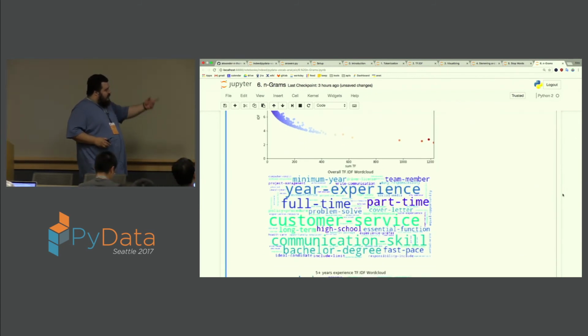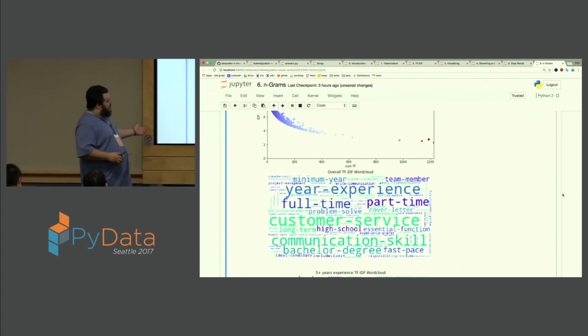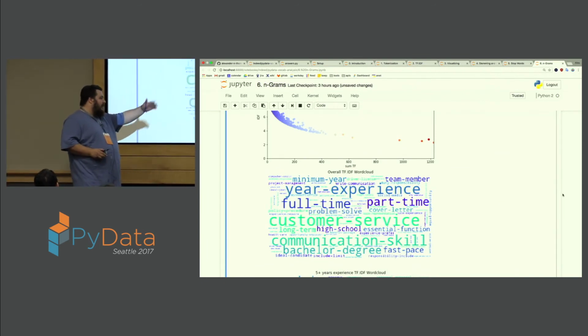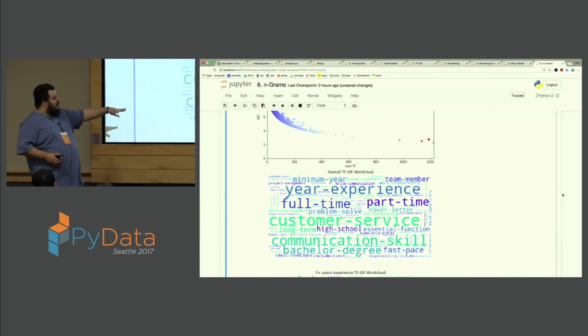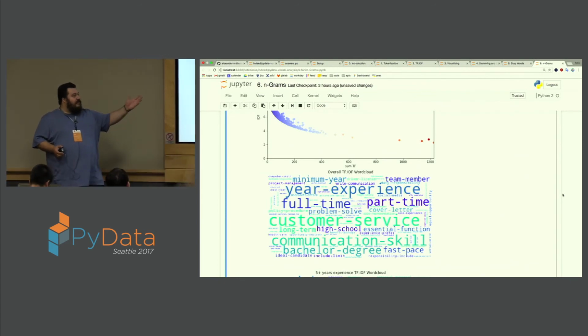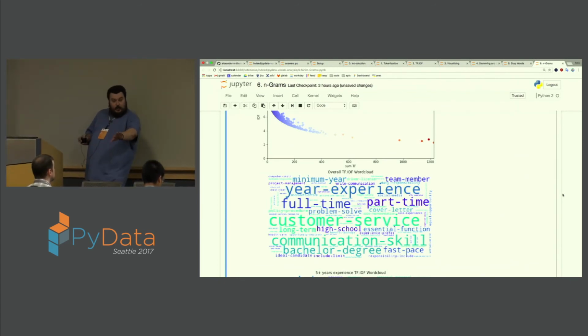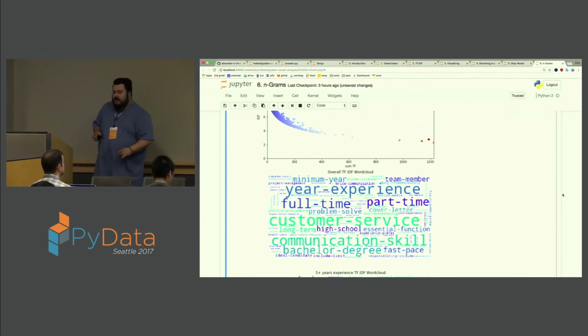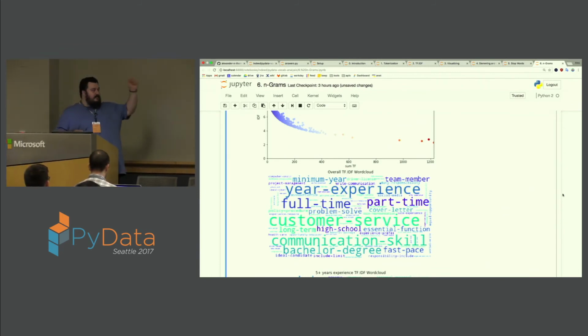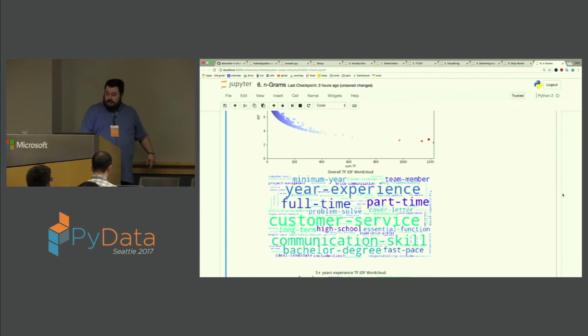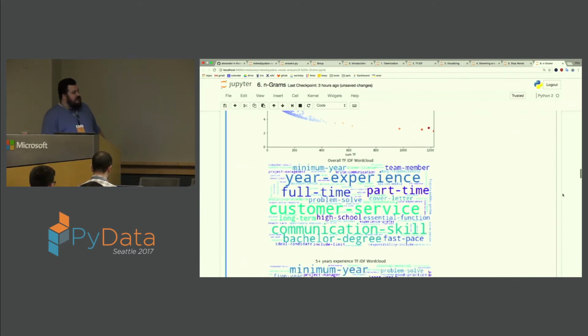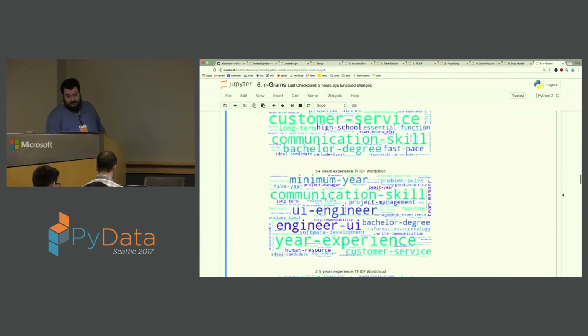Okay, so we're seeing year experience, full-time, part-time, customer service, communication skills, or communication skill. If you were to look at this, it would be pretty easy to tell you're talking about jobs. You might think you're talking about resumes. They do have similar vocabulary, but you definitely think this is somehow job related. So I think we have a good characterization here. Let's look at our segments.